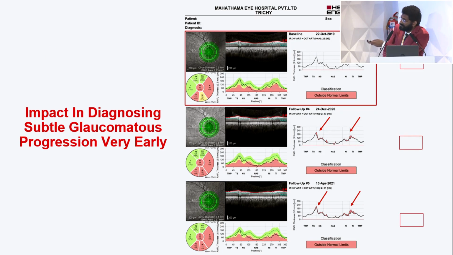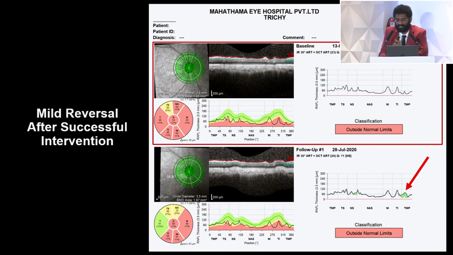Again, I think the IOP is under control and the patient is well controlled, but when you do a BMO MRW, you can see that there seems to be some progression which is still happening. So I now need to revise my target IOP. So again, diagnosing not only glaucoma, but subtle changes, even when the patient is on therapy, plays a role.